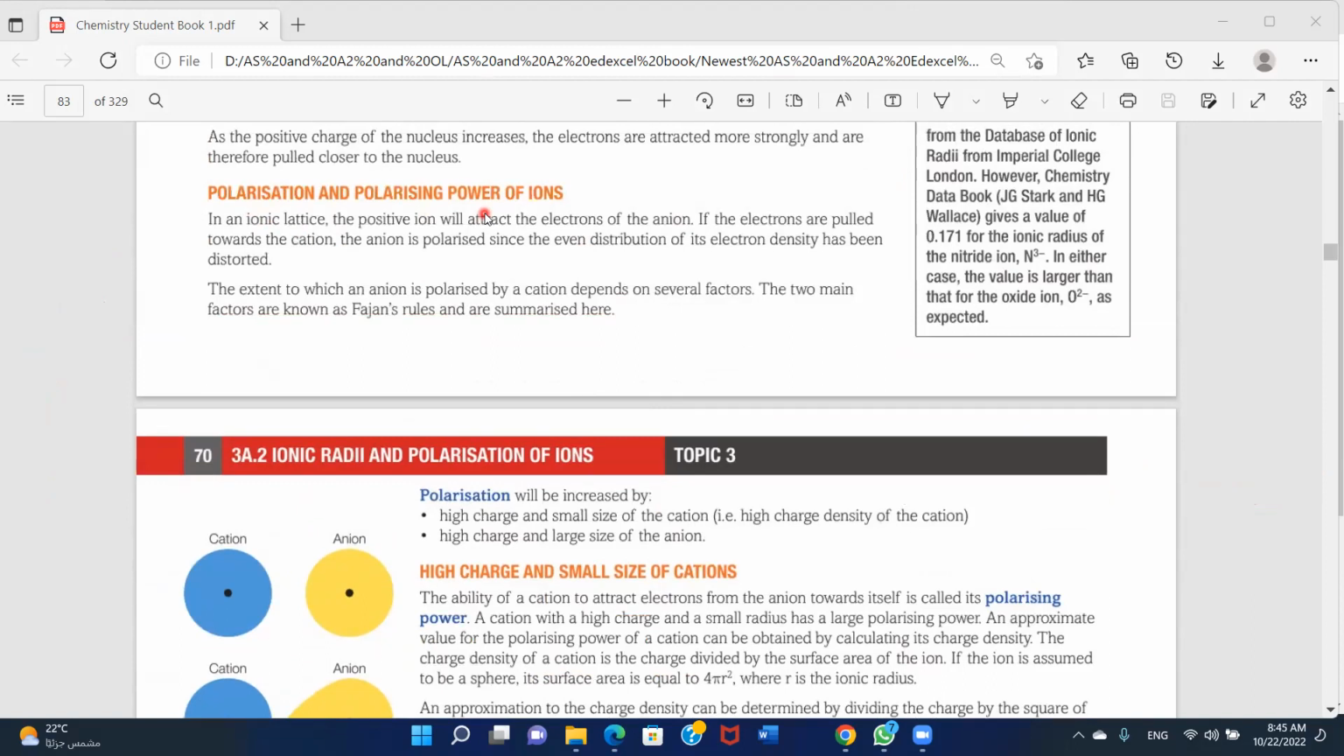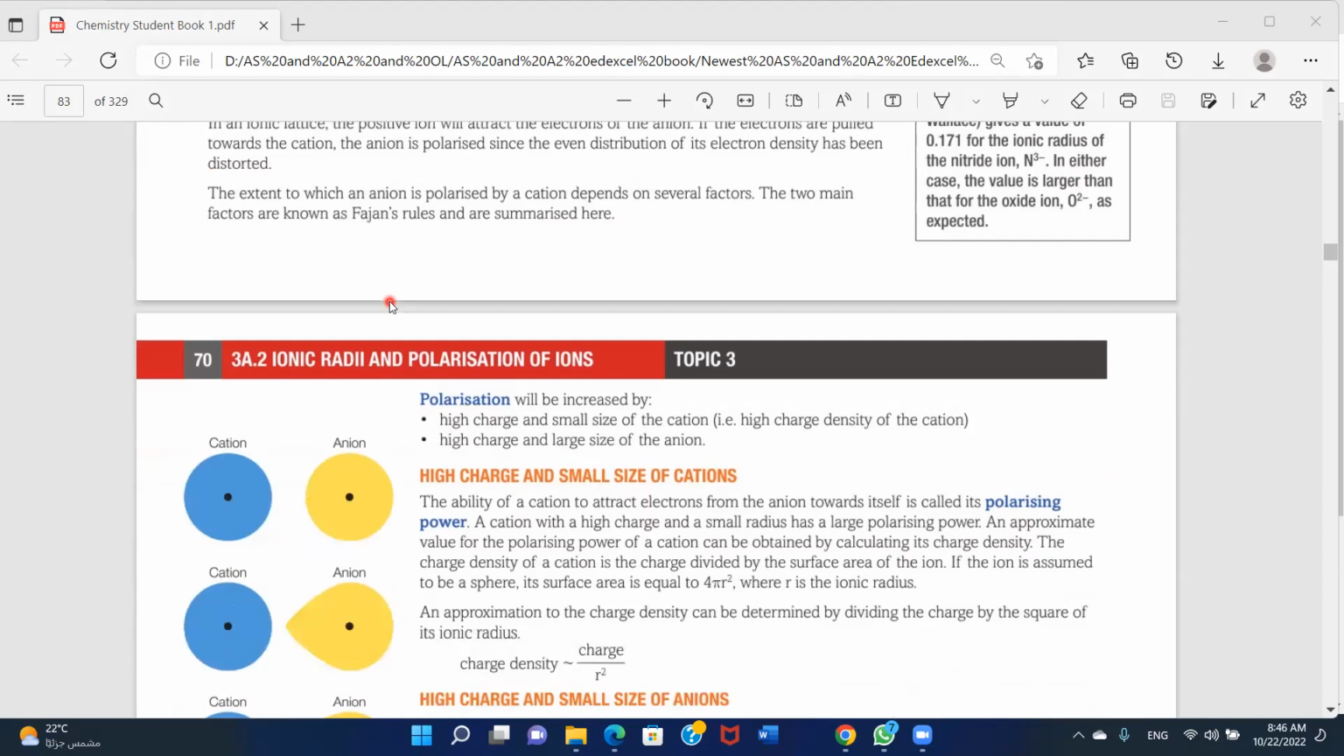I only said that it is important because in Unit 2, inshallah, you are going to study about the decomposition of ionic compounds like carbonates and nitrates. And the decomposition of these nitrates and carbonates depend on this property, which we call the polarization and polarizing power. Now, what is polarization and polarizing power?